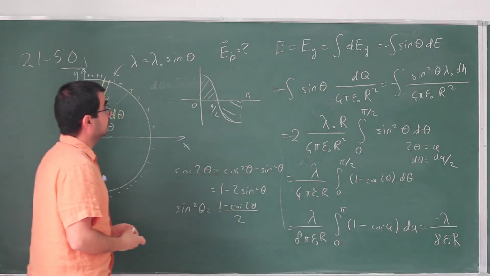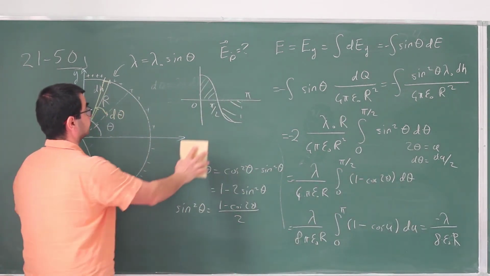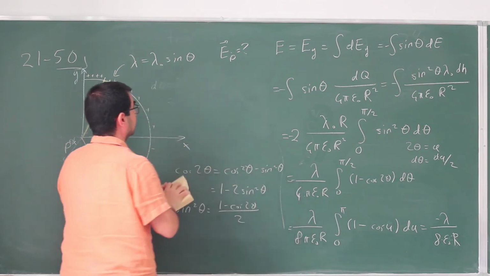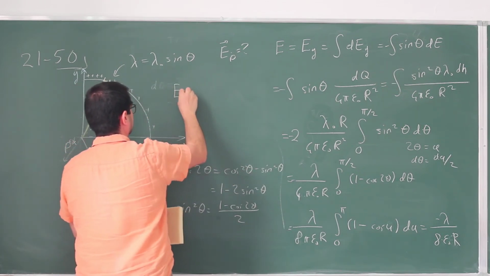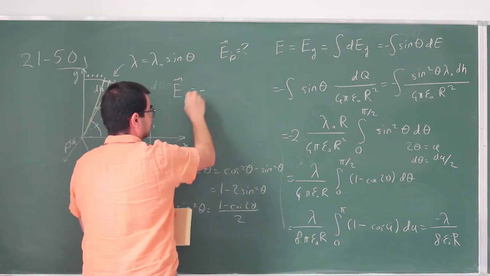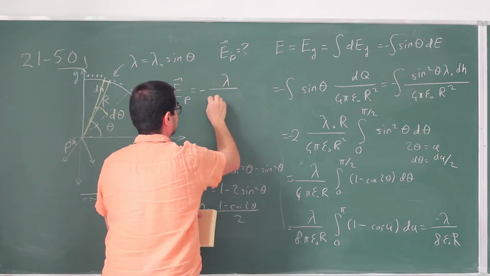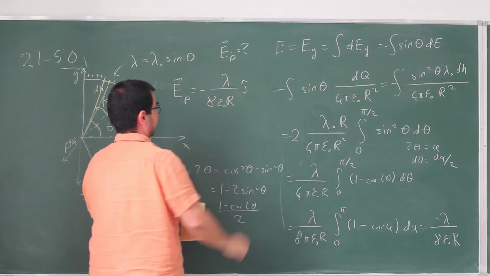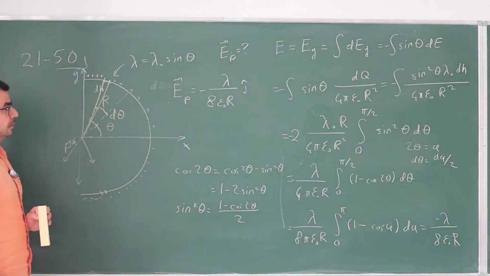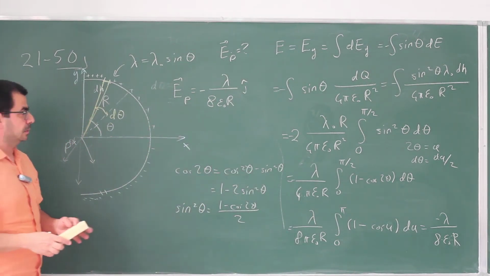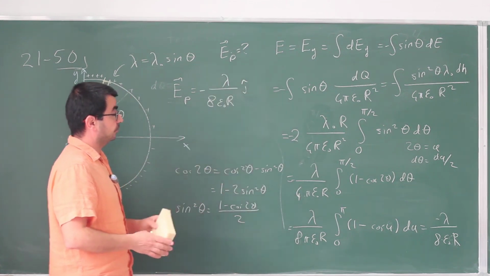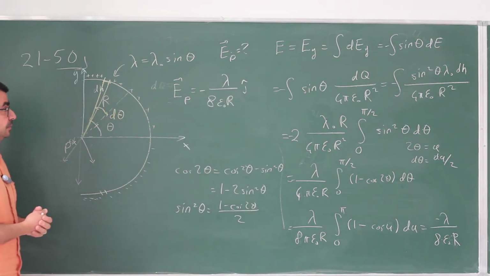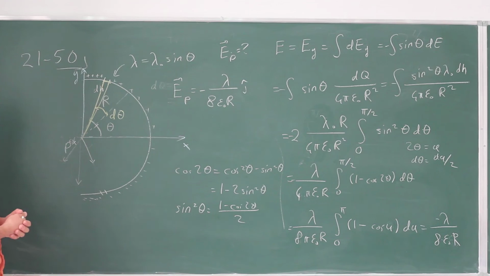And if I need to write my electric field at point P, I'm going to say the field at point P is minus lambda over 8 epsilon 0 r j hat. Okay? So a lot of people go through this and then forget that you actually need to write the electric field at that point. So just don't forget doing this.